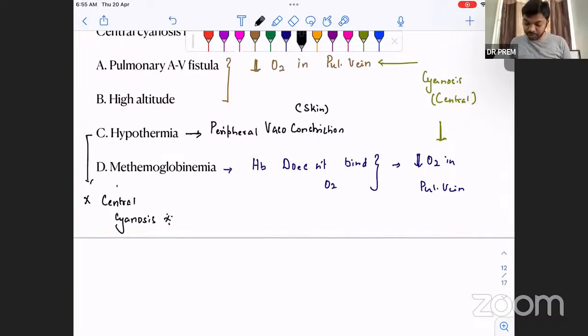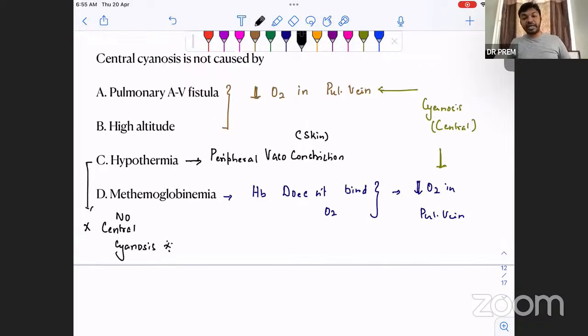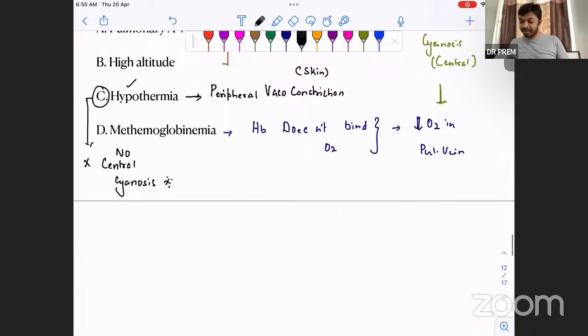So there is no central cyanosis with hypothermia, and pulmonary AV fistula, high altitude and methemoglobinemia definitely will cause central cyanosis, people. And the right answer for the question is actually C. It is not caused by hypothermia. Hypothermia is the right answer, doctors. All right, that's central cyanosis, guys. Fine.